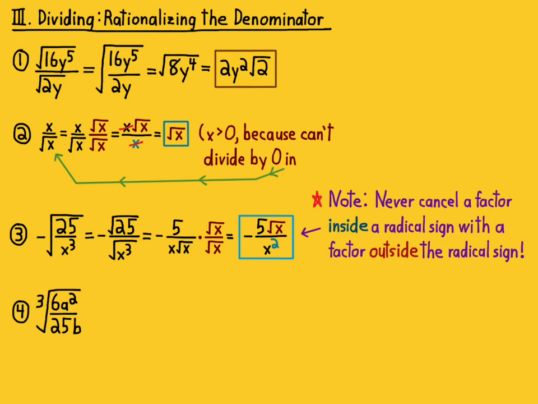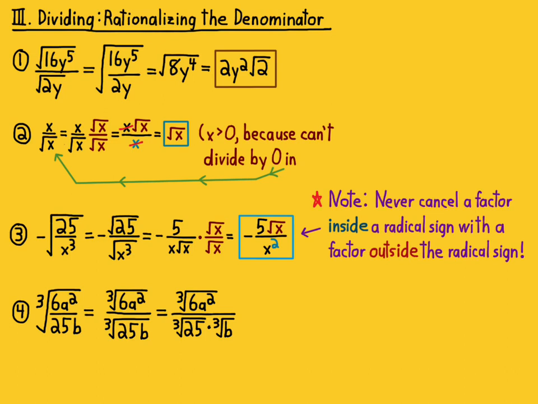Okay, now here's a cube root one. Now cube roots are a little different. So I'm going to break this up. Cube root of 6a squared over 25b, I'm going to break that up into a cube root of the numerator over cube root of the denominator. And now I want to rationalize the denominator.